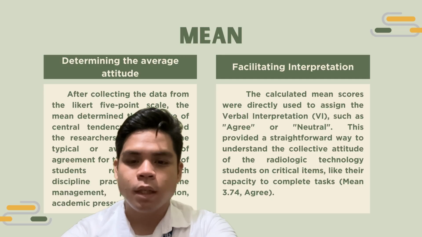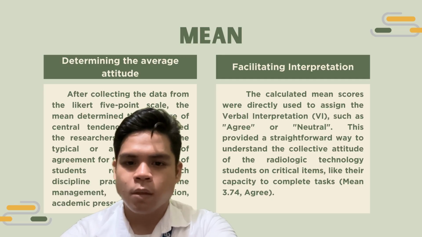Next is the facilitating interpretation. So the calculated mean scores were directly used to assign the verbal interpretation, or VI, such as agree or neutral. This provided a straightforward way to understand the collective attitude of the radiologic technology students on critical items like their capacity to complete the tasks. And then it has a mean of 3.7, agree.